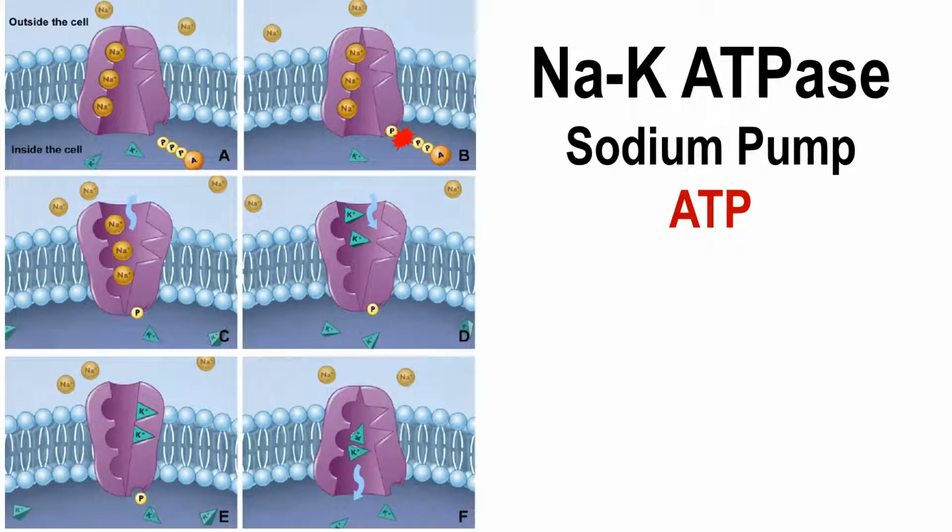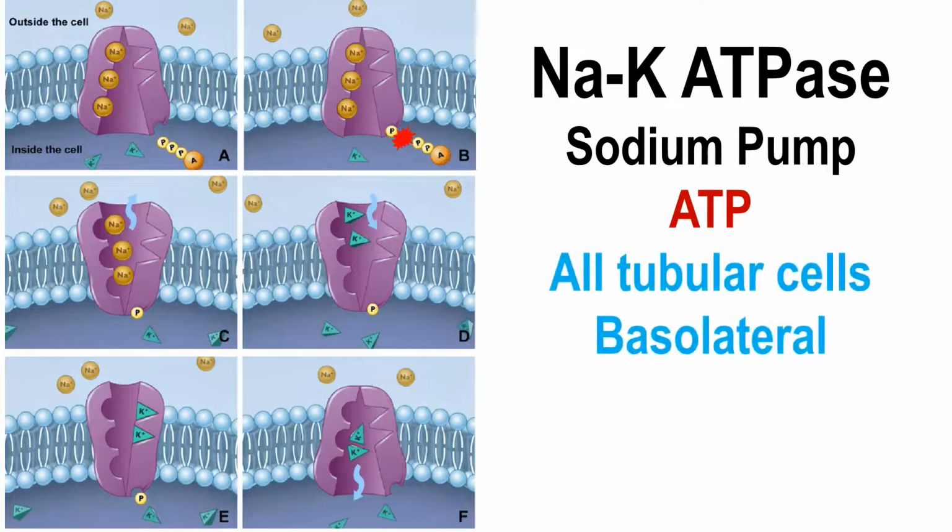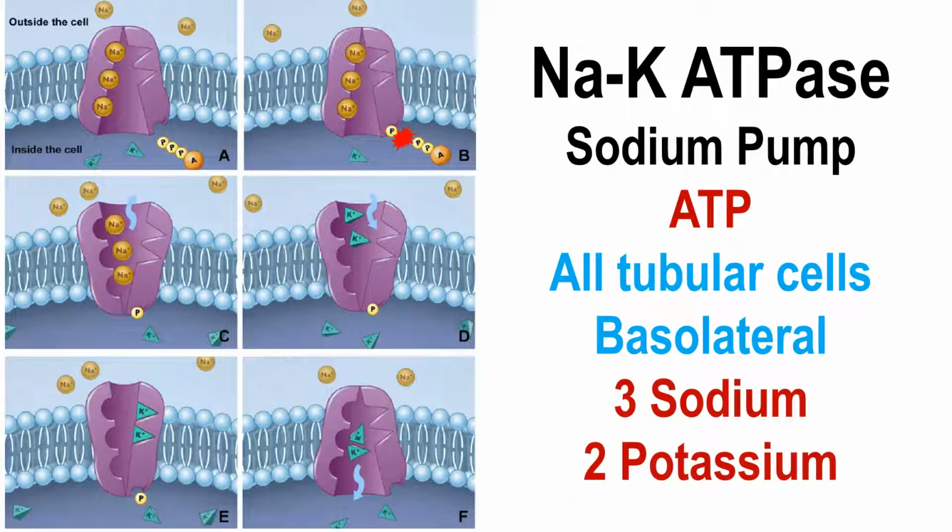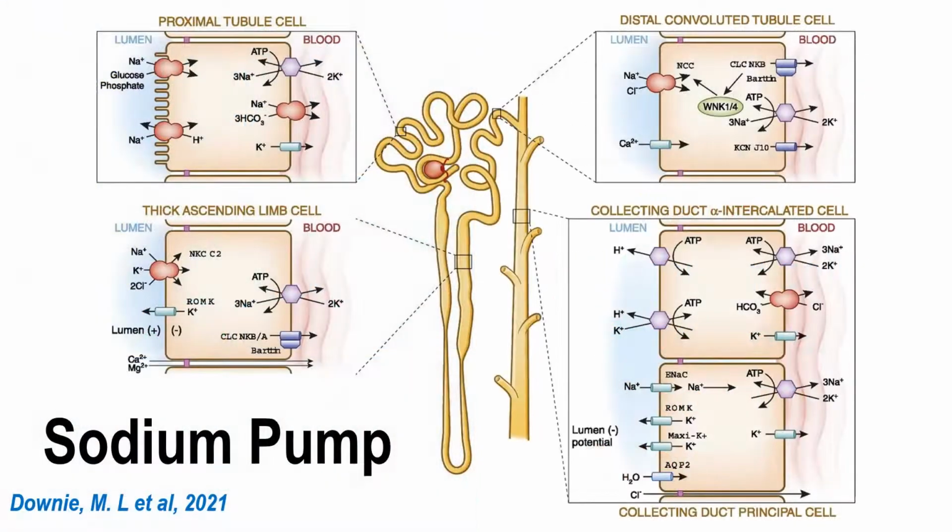One of the important pumps in our body that depends mainly on energy in the renal tubules is sodium-potassium ATPase, or simply we call it the sodium pump. This pump is present in all basolateral aspects of tubular cells, in all tubular cells actually. The main function of this pump is simply to extrude 3 sodium out of the cells and influx 2 potassium inside the cells. As you can see from this diagram, this sodium potassium ATPase pump is present in all segments of the renal tubule, starting from proximal to distal nephron.